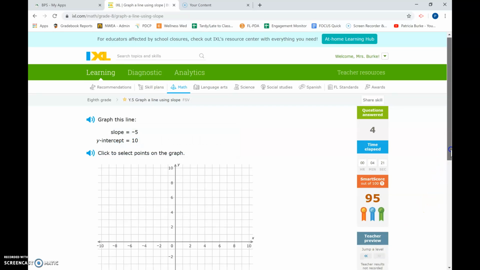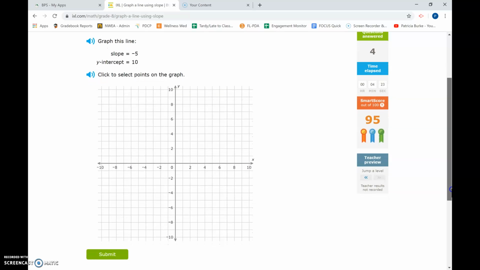This is our last level, and it says slope of -5 and y-intercept of 10. Well, our y-intercept crosses our y-axis right here at 10, and a slope of -5. Remember, at the very beginning, I told you you could take any whole number and put it over 1, and you will have your fraction. So this would be -5 over 1. So you're going to fall 5 floors. 1, 2, 3, 4, 5. And you're going to run past 1 door.